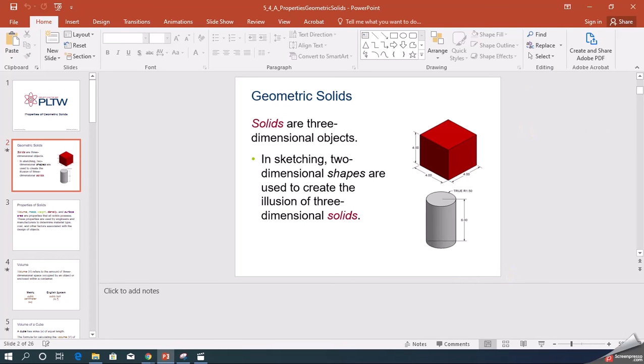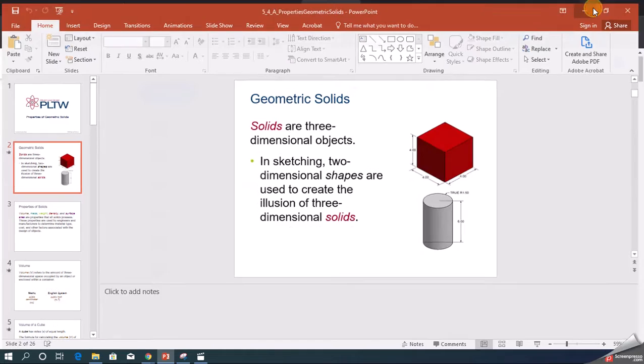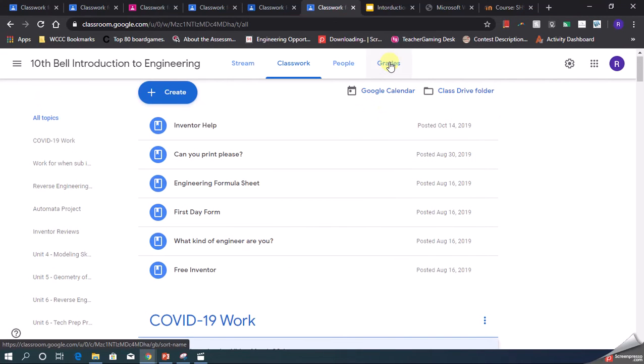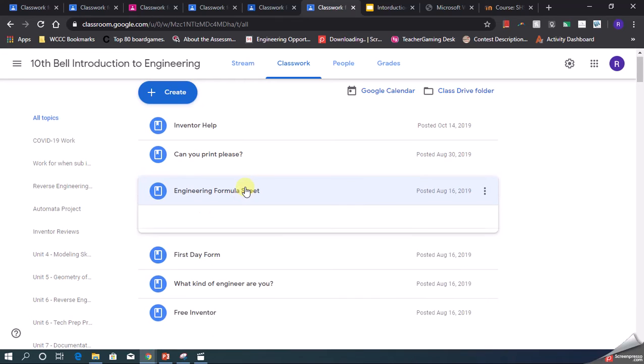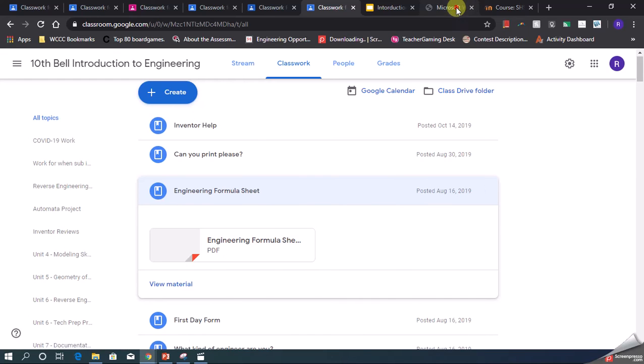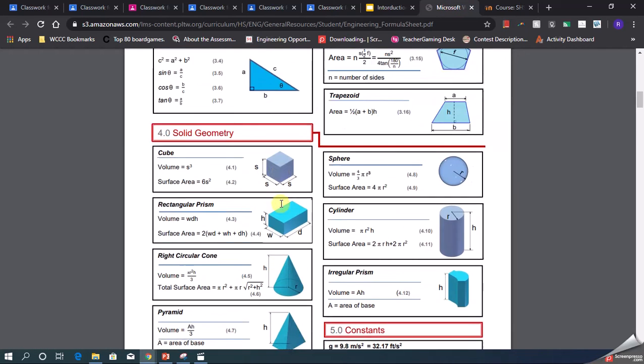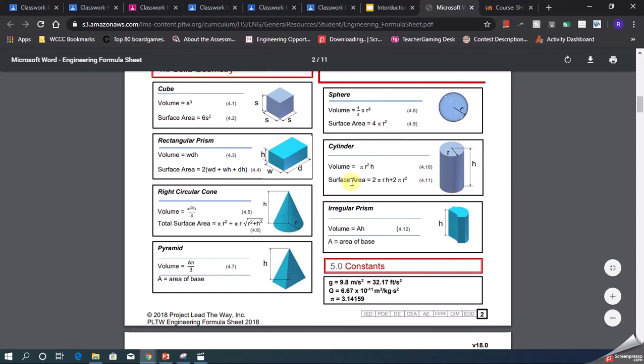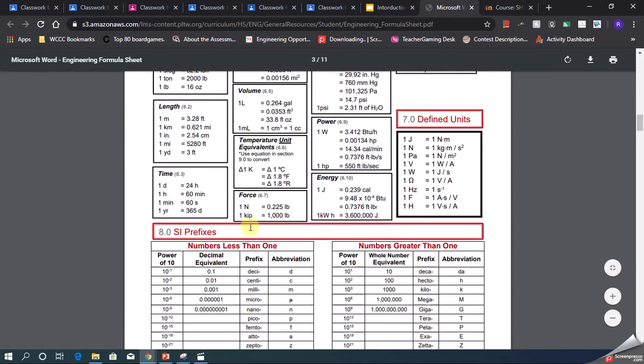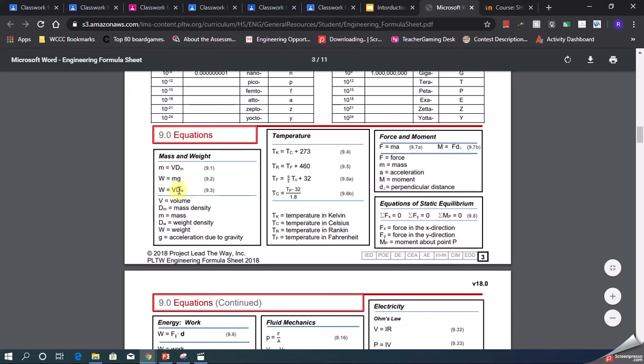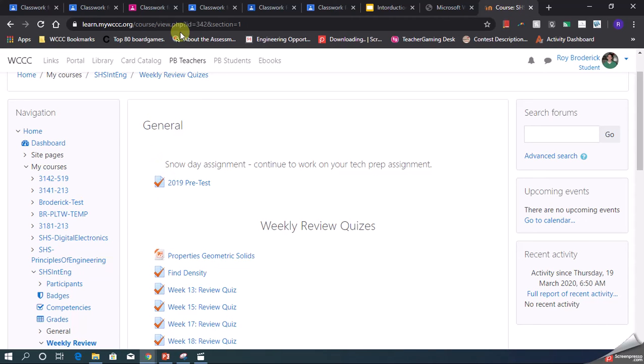So then what are we looking at once we've got all those? You have to answer some questions to calculate on 2 different types of objects. On the side of the classroom page, you will see the engineering formula sheet. By clicking on that, it will take you to the formula sheet. All your solid geometry formulas are here, followed by, 1 page down to the left, all of your weight and mass formulas. What you're going to attack today is on the Learn page, learn.mywccc.org.